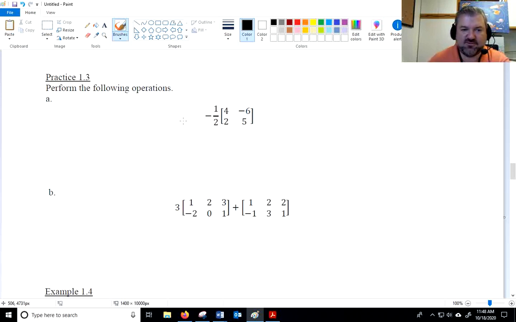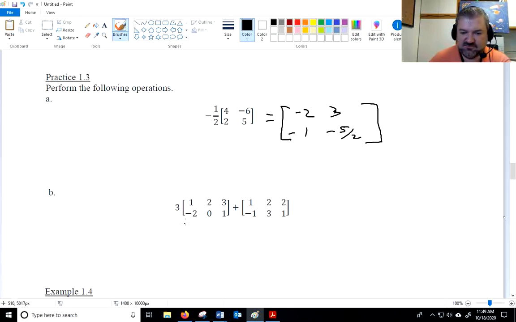All right, practice 1.3. I'd like you to work these problems here. Pause the video and do it. Okay, so hopefully you multiplied each one of these numbers by negative a half, so that becomes a negative 2, a positive 3, a negative 1, and a negative 5 over 2.